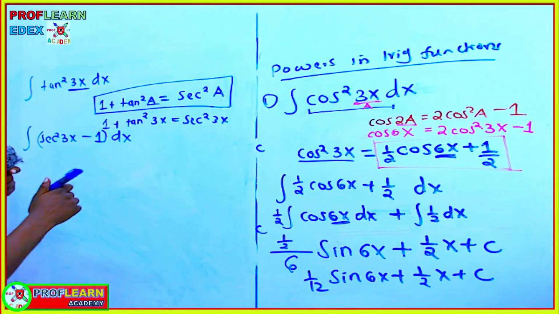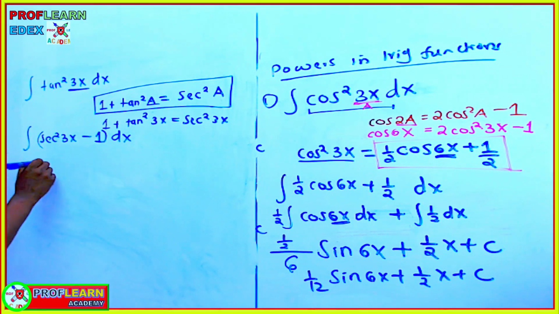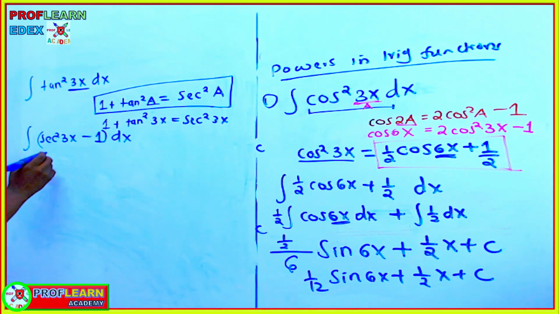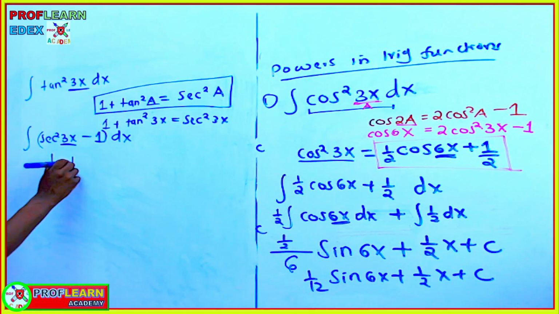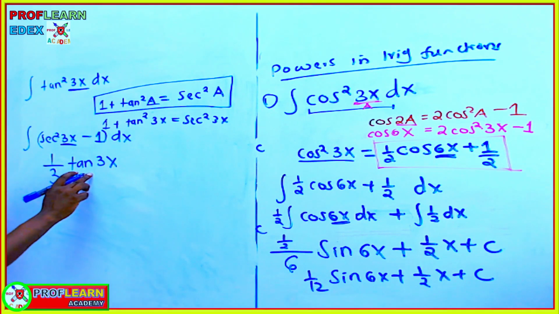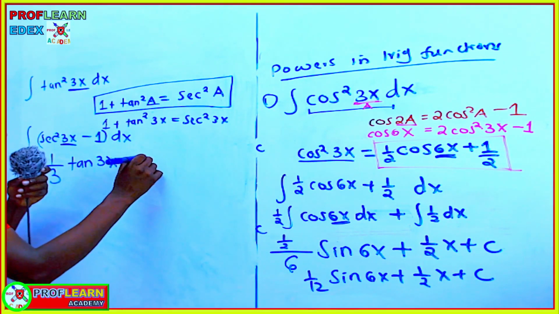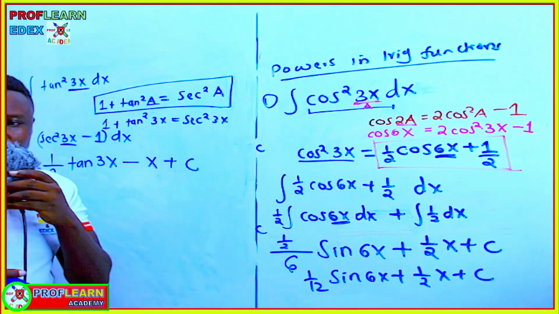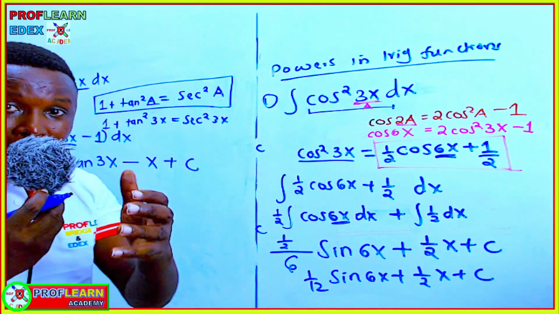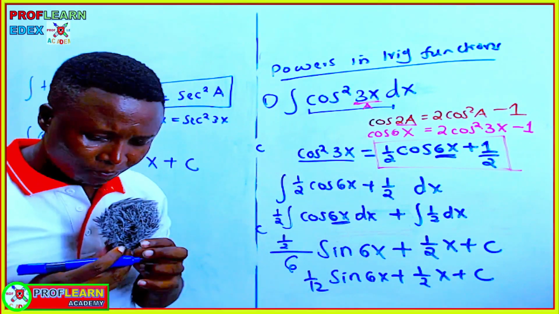So if we are working this out, integrating this, we are going to get tan. Remember we have this 3x here, so differentiating this, we are going to get 3, so 1 over 3. Integrating sec squared, we are going to get tan. So we are going to get a third tan 3x, then minus x plus c. So we are just looking at how to integrate. Of course, if you have the limits, you can put them in so that you can proceed.